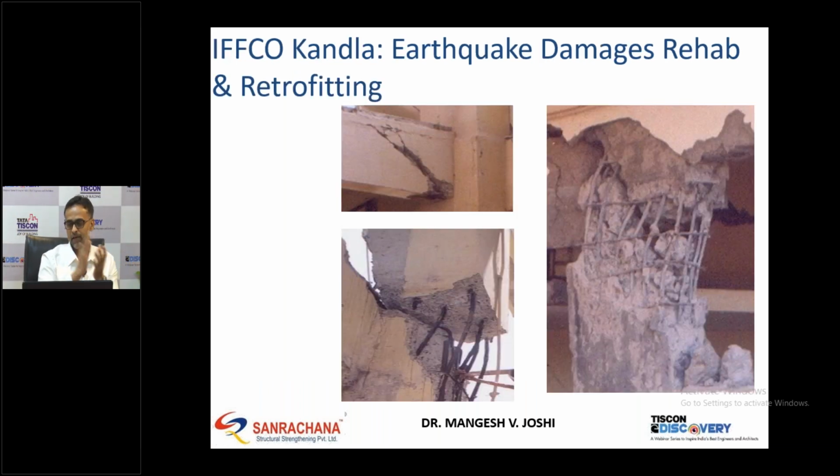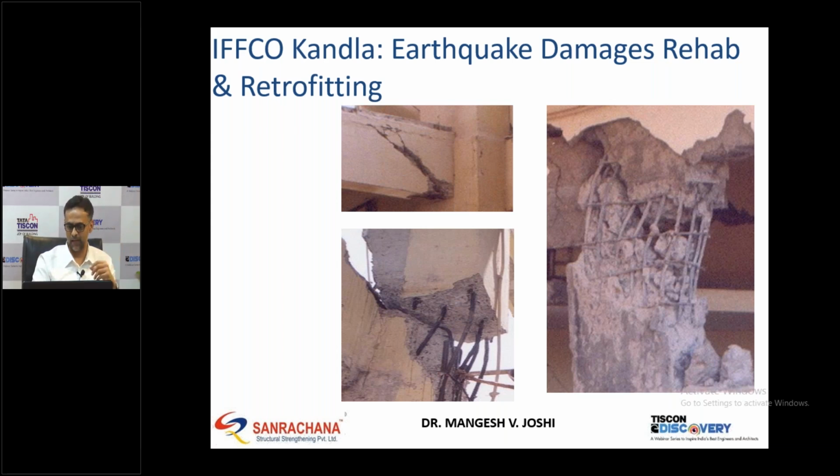Then the very first case study in India of this application was at IFFCO Kandla after the Bhuj earthquake in 2001, and these were the different damages, typical shear failure. You can see here that there are no shear links, so naturally you can see failure at this particular spot. This is a soft story failure where the column is completely sheared off at the soft story, and in this particular case, being a fertilizer plant, it was exposed to phosphoric acid.